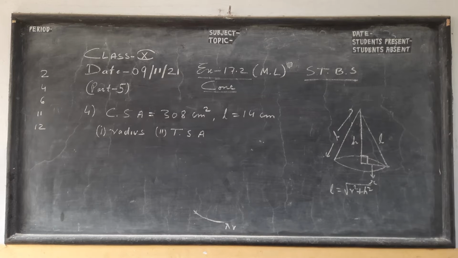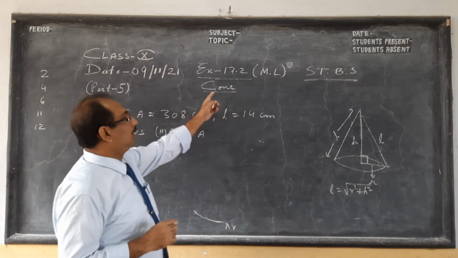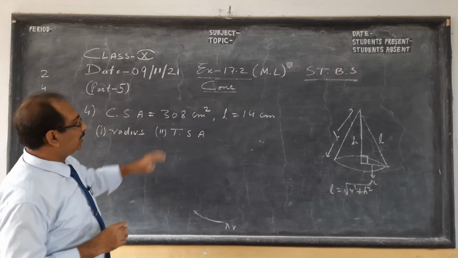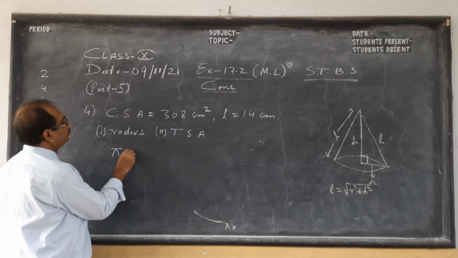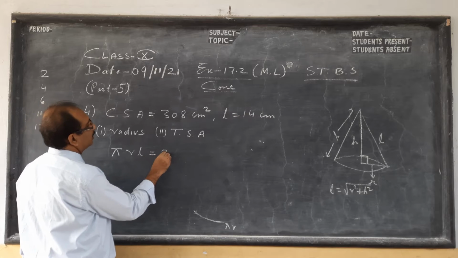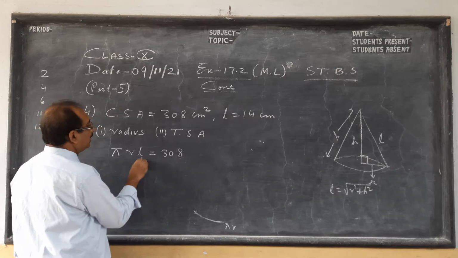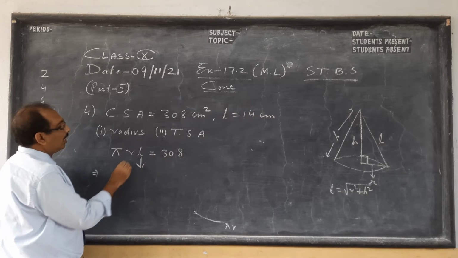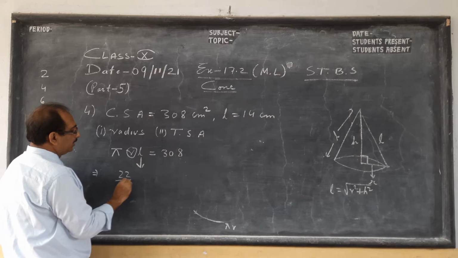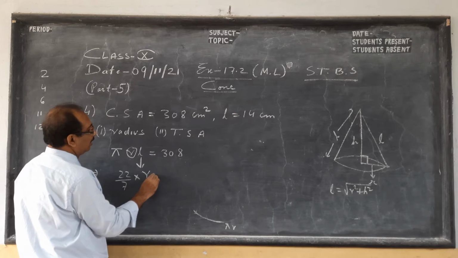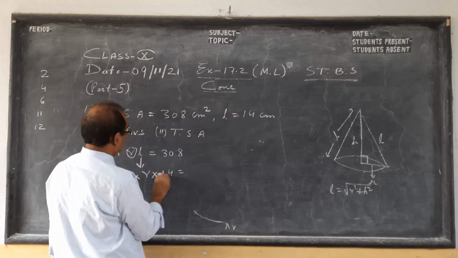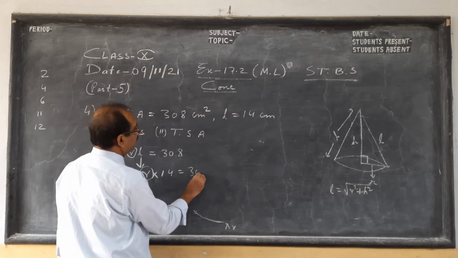We take question 4 from ML Agrawal's book, exercise 17.2. What is given? Curved surface area is given, meaning pi r l is given. As per the question, pi r l is this, and L's value is given as 14. So we have to get R. So pi is 22 by 7 into R into L, which is 14. So we have to solve for R, given 308.